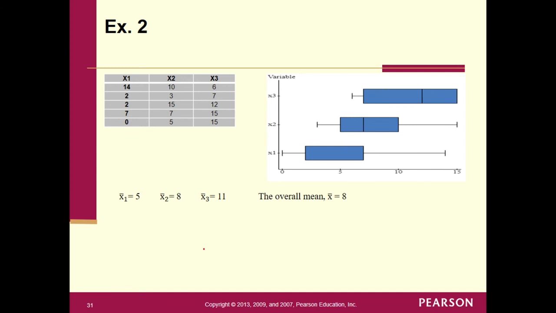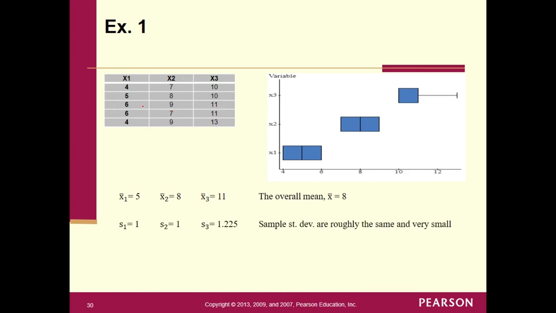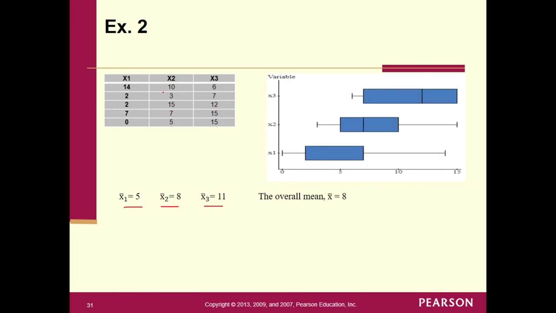Now, here's a second example. Keep in mind what I just told you. We're going to compare example 1 versus example 2. Notice X bar 1 is still 5, X bar 2 is still 8, X bar 3 is still 11. So we do have different numbers up here compared to before.